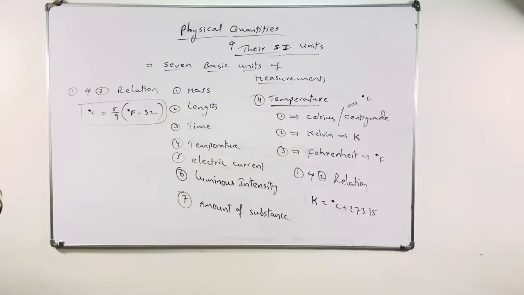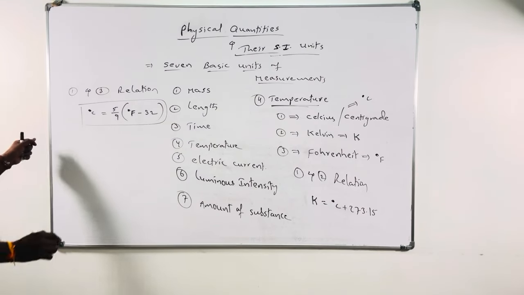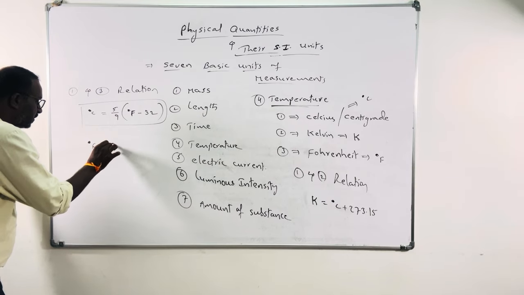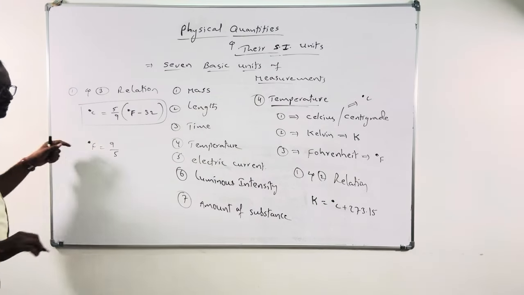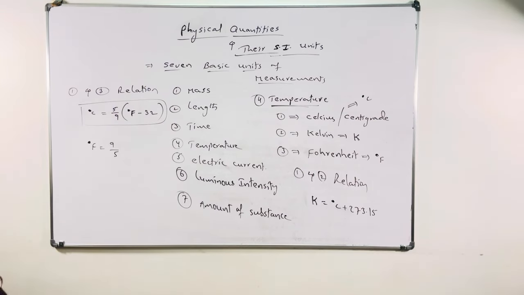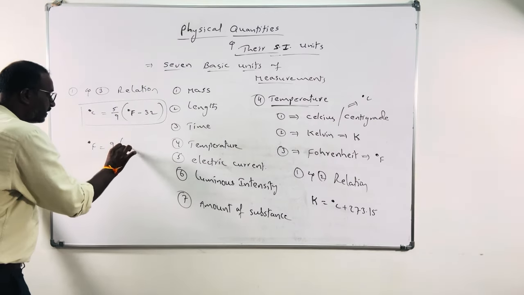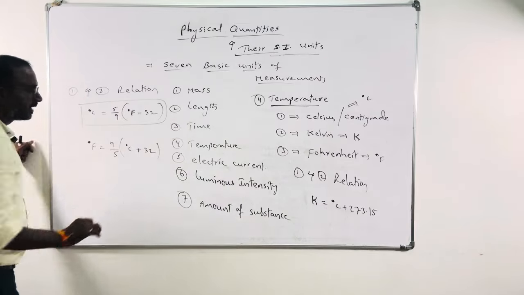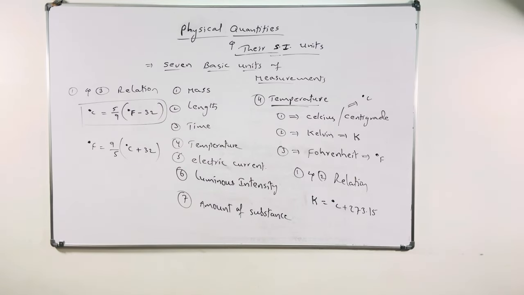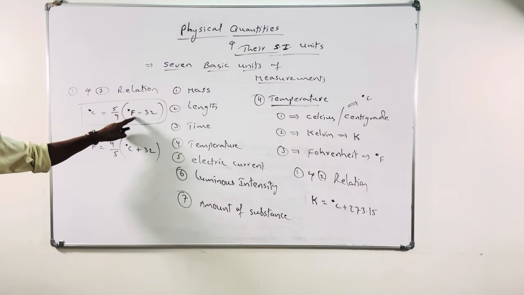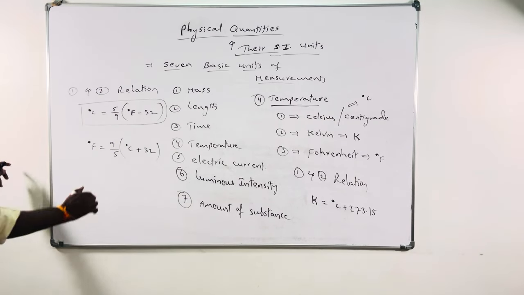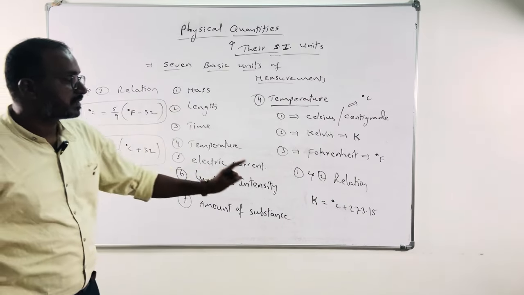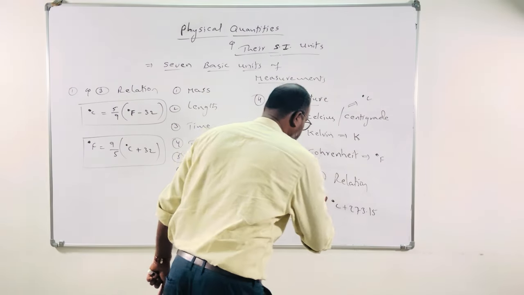To convert centigrade into Fahrenheit, degree Fahrenheit equals 9 by 5 into degree centigrade plus 32. The 5 by 9 becomes 9 by 5, and the minus becomes plus. So to convert Fahrenheit into centigrade, this is the formula. To convert centigrade into Fahrenheit, this is the formula. To convert centigrade into Kelvin, this is the formula.